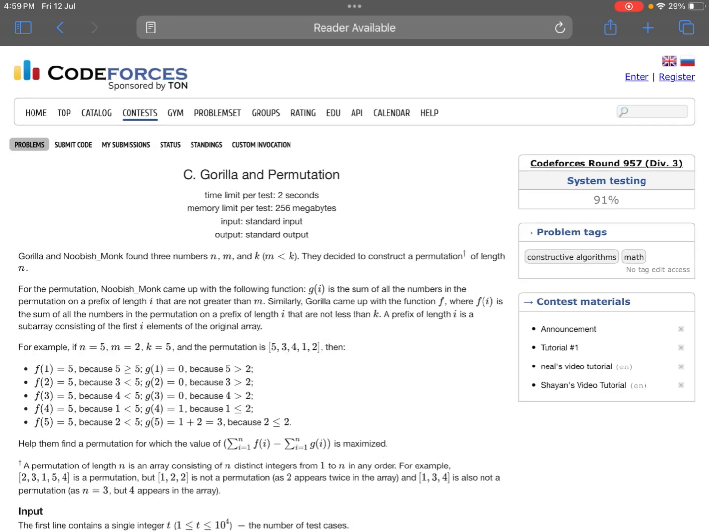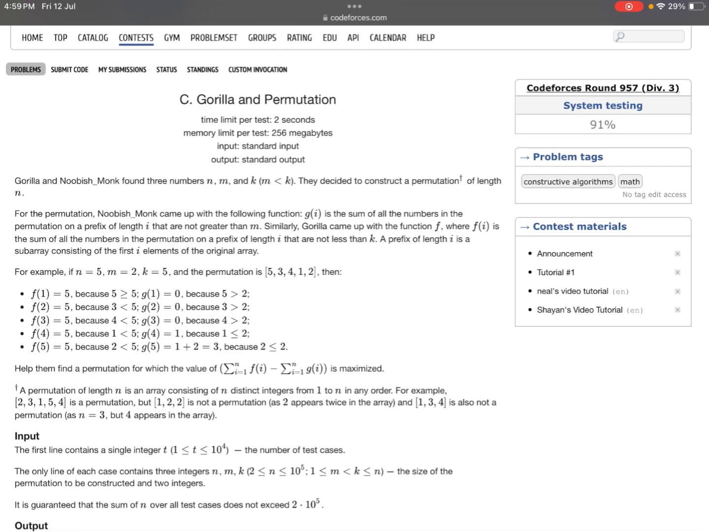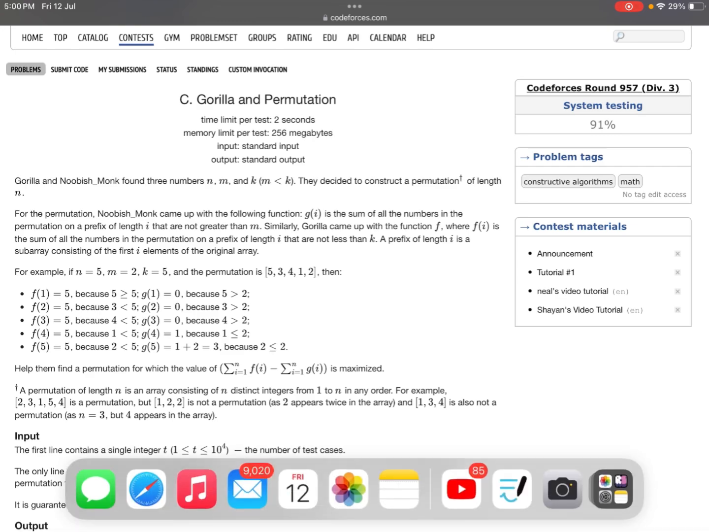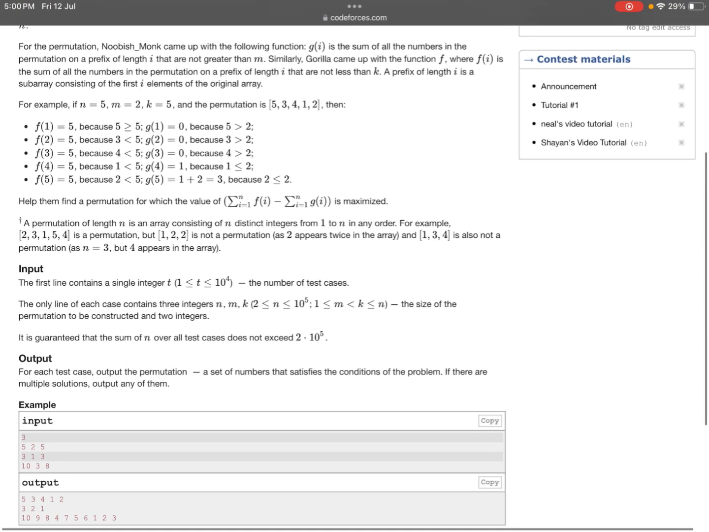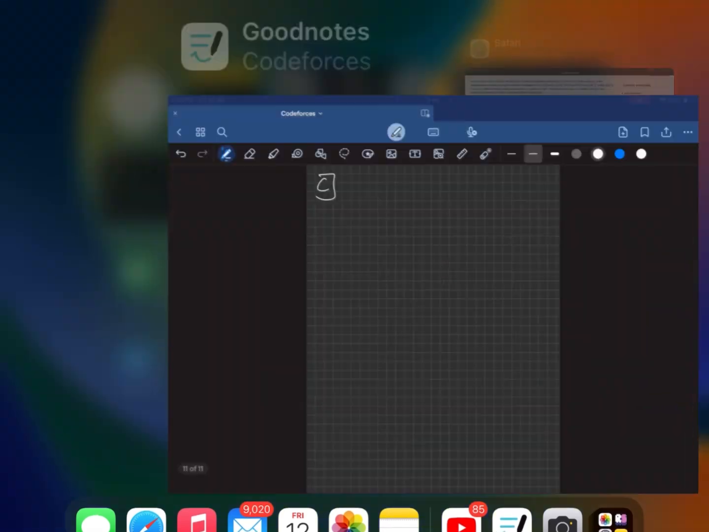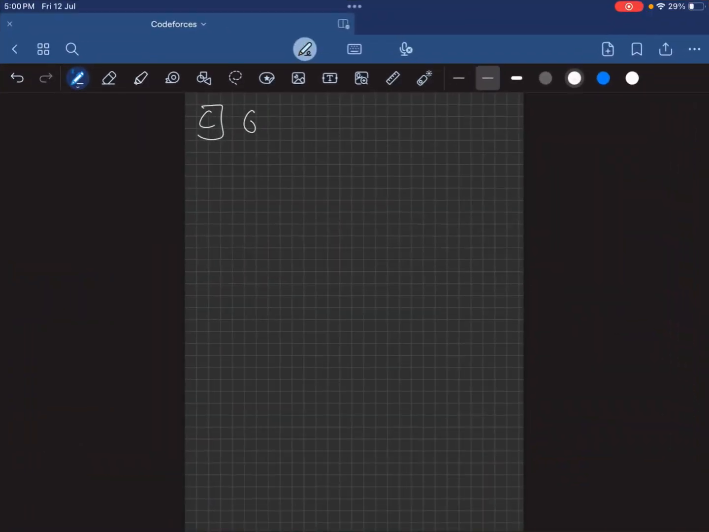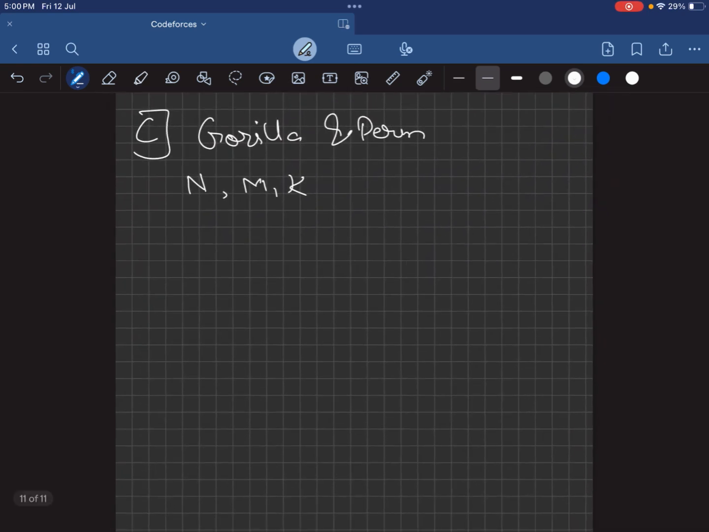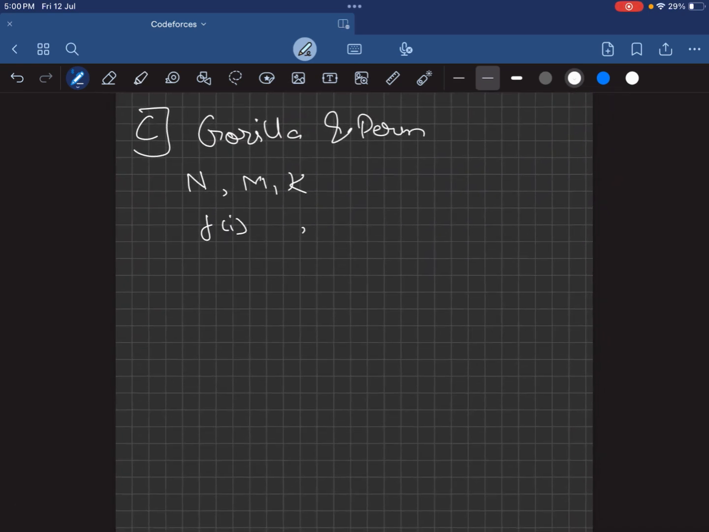So this is the gorilla and permutation question. Okay, so in this question, you are given 3 integers n, m, and k, and there are two functions defined, f of I and g of I.